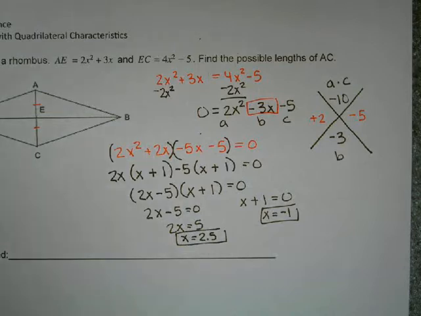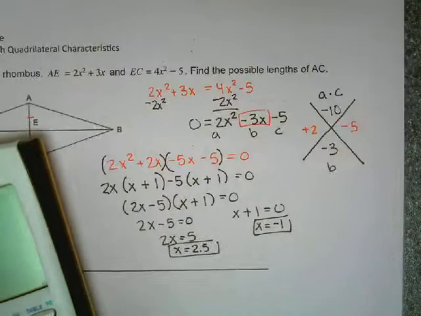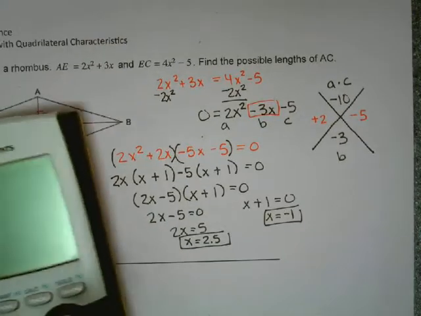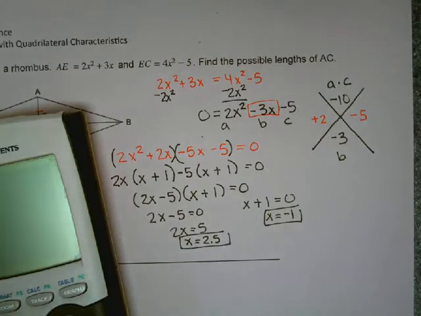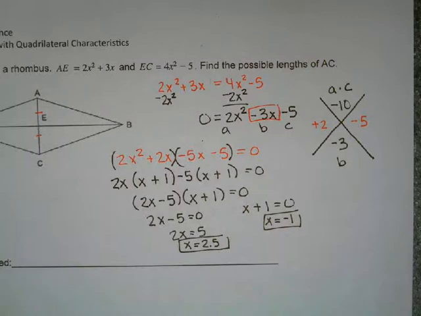Alright, so find the possible lengths of AC. AC cannot be a negative number, so we need to plug these in to figure out which one is going to work. So I'm just going to take a calculator. Usually it's the negative one that doesn't work, but we'll try it. 2 times negative 1 squared plus 3 times negative 1 equals negative 1.